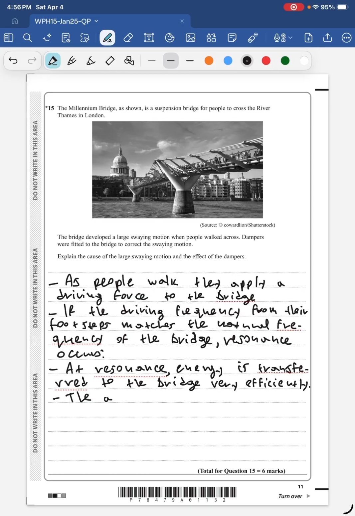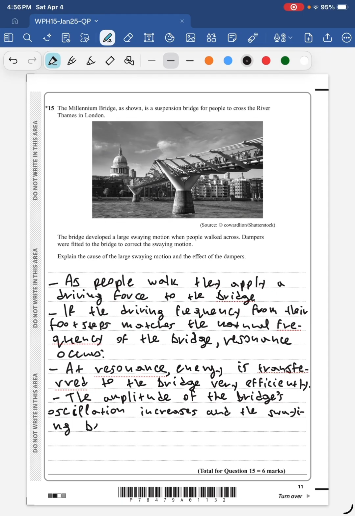So the amplitude of the bridge's oscillation increases and the swaying becomes large.